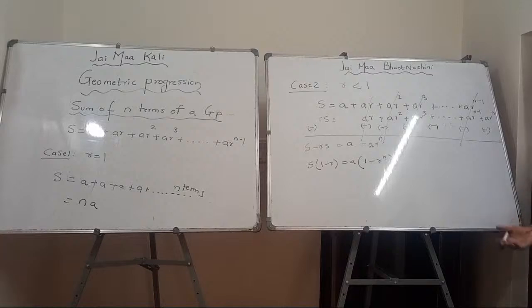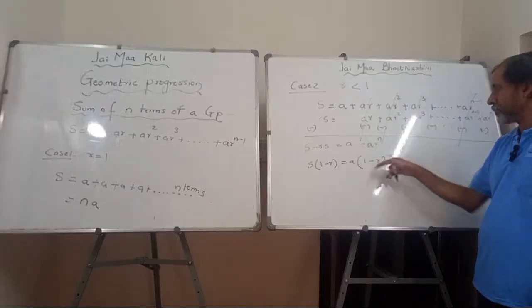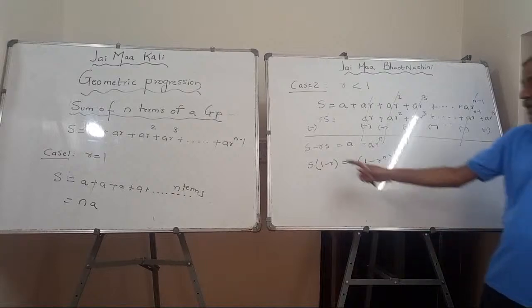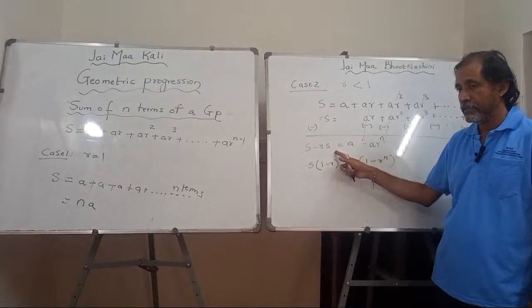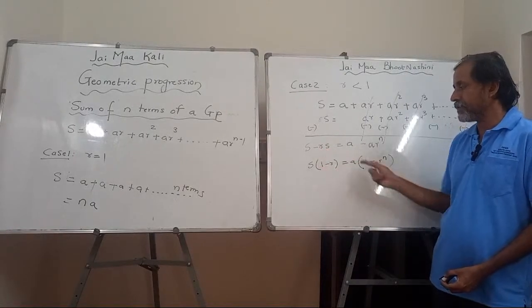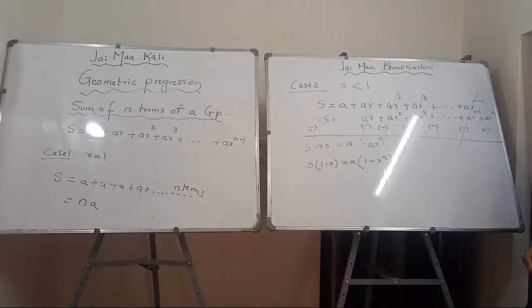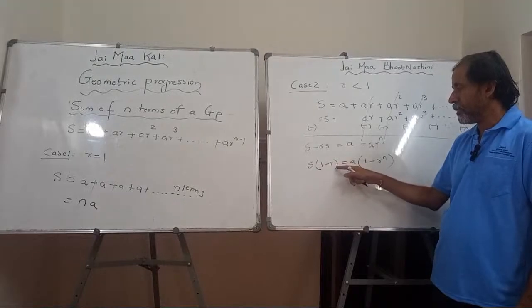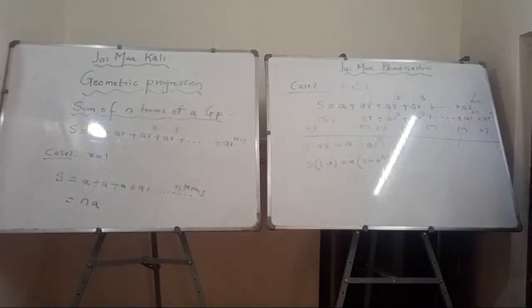Understood, right? There's nothing to understand here. A common, close the bracket. S minus RS. So you take S as common. S I took common, then whatever is left is 1 minus R. Then R minus... why R minus 1? If I open the bracket, S into 1, S into R, RS. Correct?